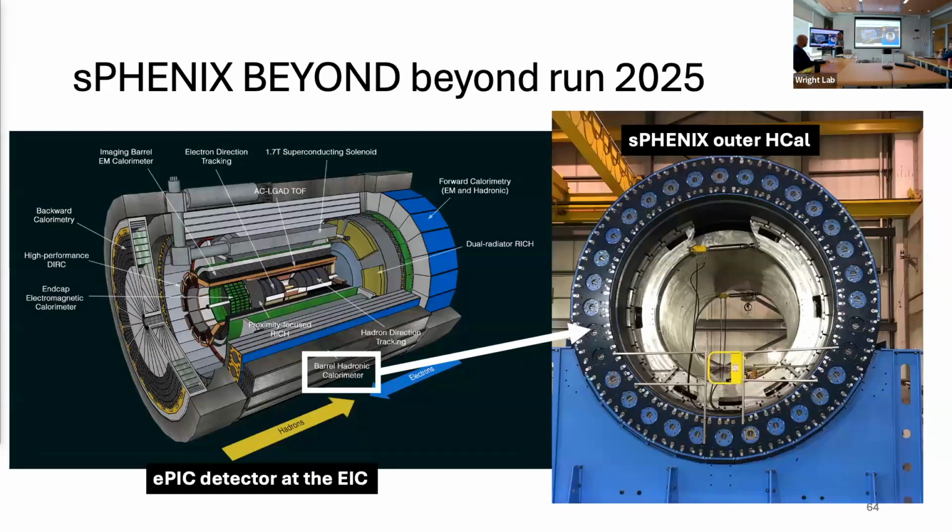And then the last thing I wanted to show was sPHENIX beyond 2035. Since I know there are people in the room who are interested in the EIC and EPIC, I wanted to point out that the sPHENIX outer HCal, this detector right here, is actually planned to be the barrel HCal in the EPIC detector. And so at GSU, we're doing a lot of work in terms of tiles, understanding aging behaviors, that type of stuff, for the HCal tiles, because we're going to be using them for many years to come in the future EPIC detector.